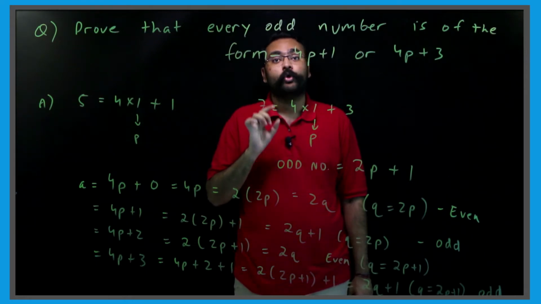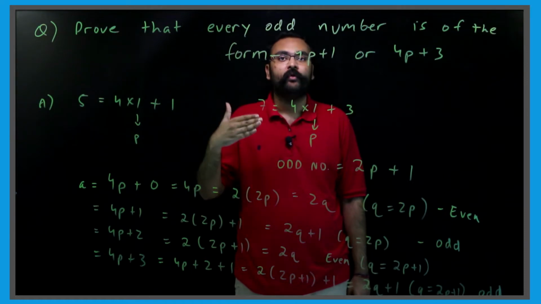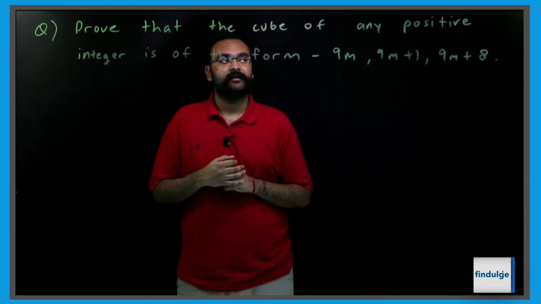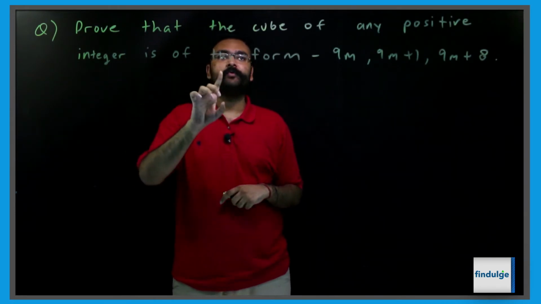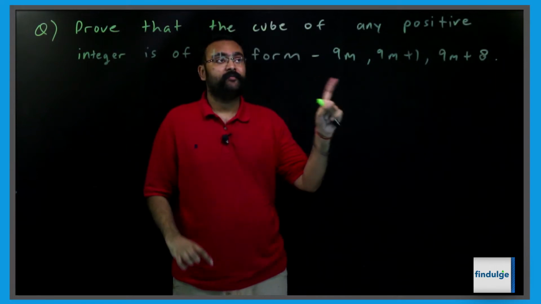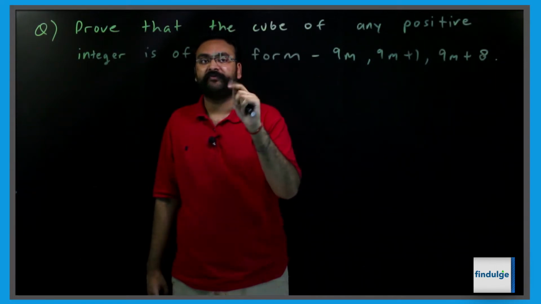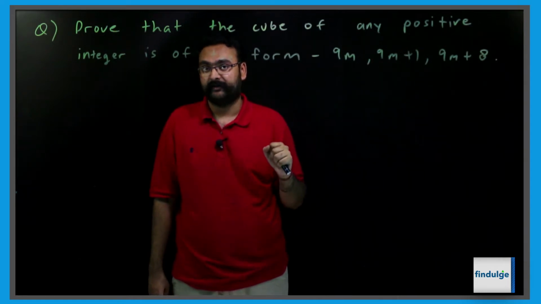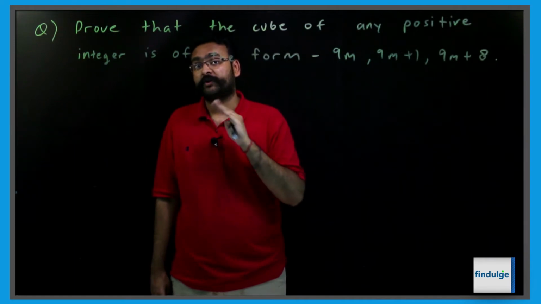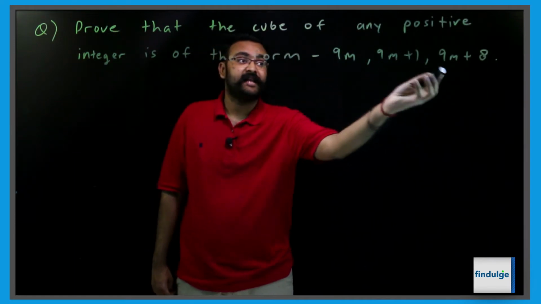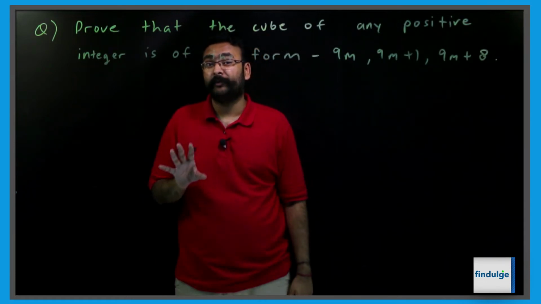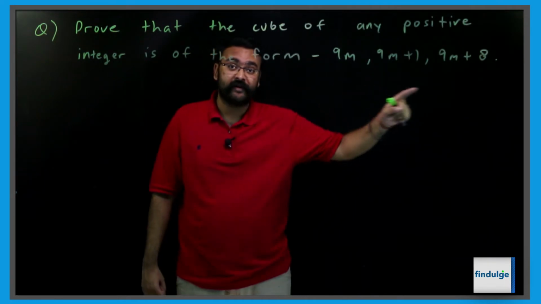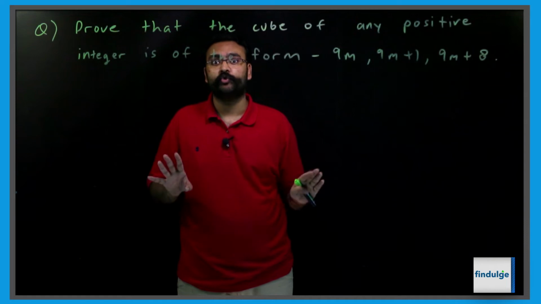Let's look at a slightly more complicated example and then move on to the next topic. So now a slightly more complicated question. This time we have to prove that the cube of any positive integer is of the form 9m, 9m plus 1 and 9m plus 8. Now if we go by the logic of the previous question, b is 9, but if you take b to be 9, there will be 9 cases, r equal to 0, 1, 2, 3, 4, 5, 6, 7, 8. That will be much too long.